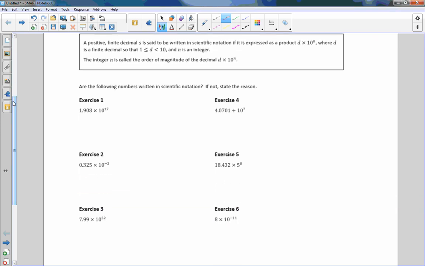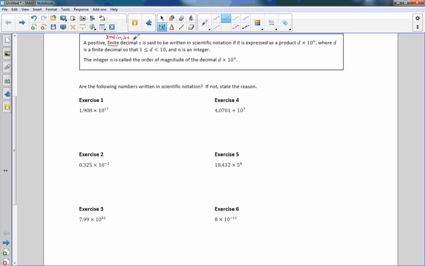So, here's an explanation here. It says a positive finite decimal. Finite. You might know the word infinite. Infinite means to go on forever and ever, not ending. So obviously finite, get rid of the in, and finite means ending, not going on forever.